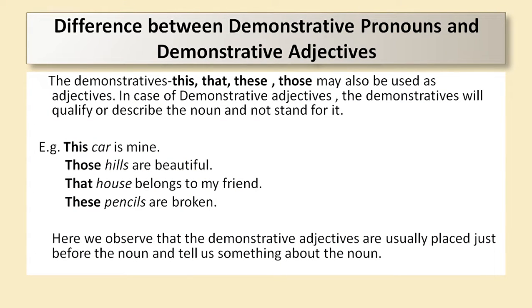So let us know about the difference between demonstrative pronoun and demonstrative adjectives. The demonstrative this, that, these, those may also be used as adjectives. In case of demonstrative adjectives, the demonstratives will qualify or describe the noun and not stand for it. For example, this car is mine. Those hills are beautiful. That house belongs to my friend. These pencils are broken. Here we see that the demonstrative adjectives are usually placed just before the noun and tell us something about the noun.